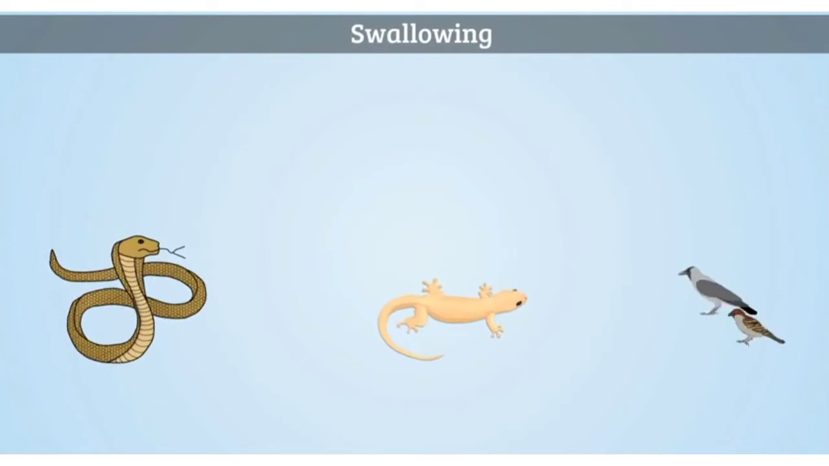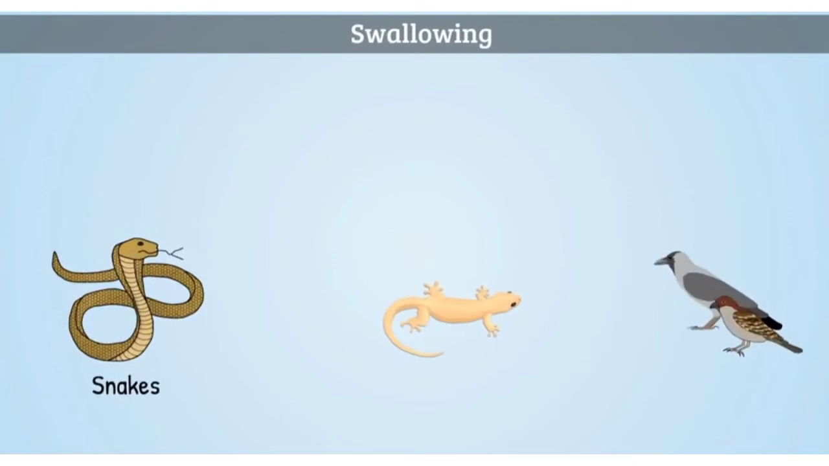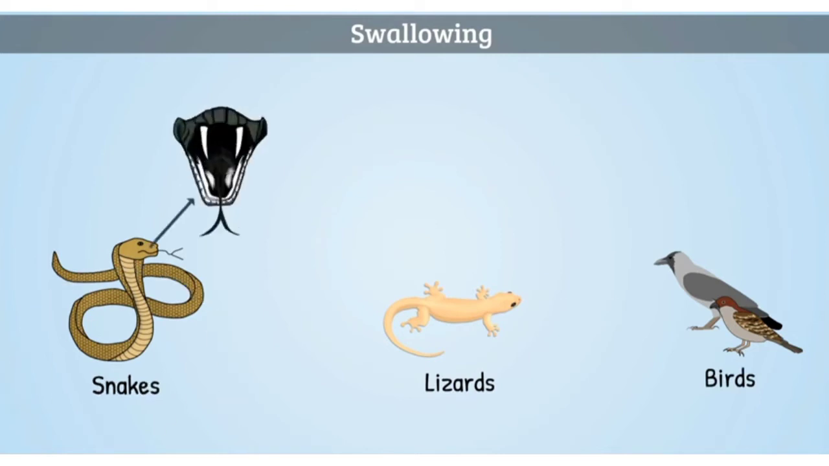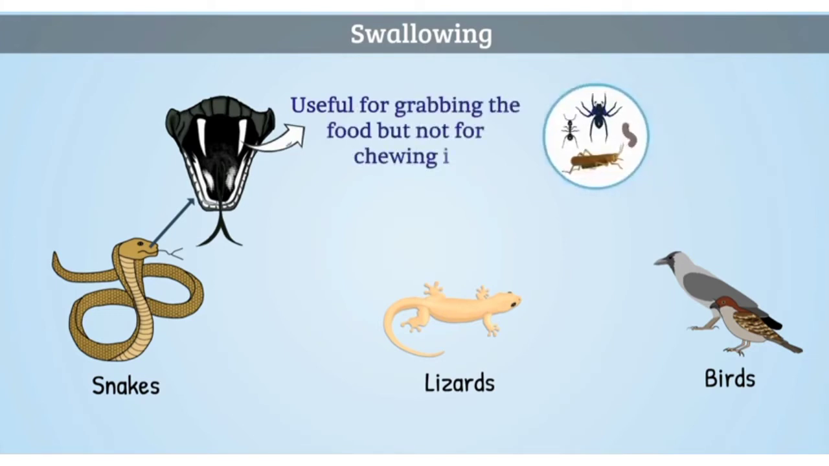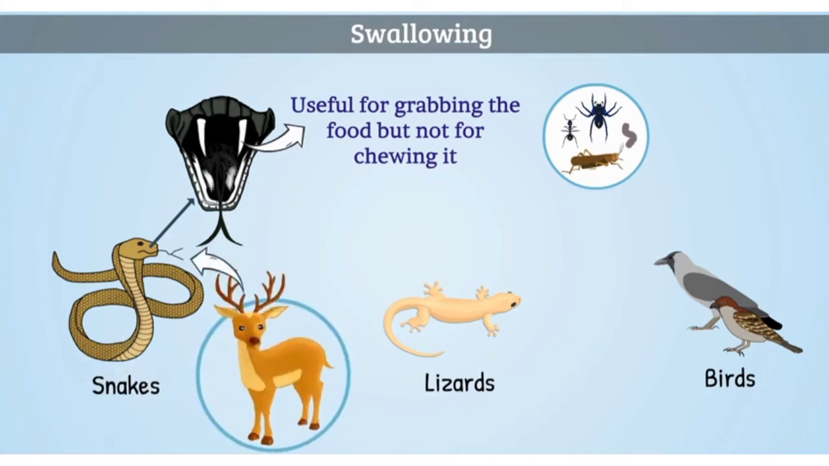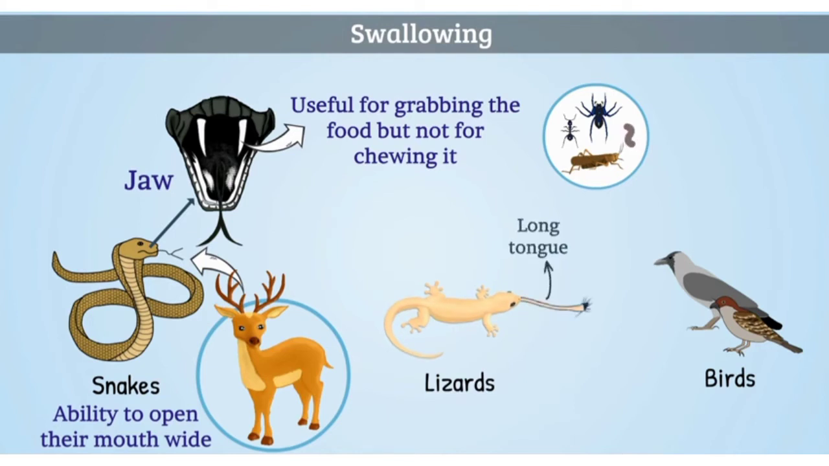Swallowing. Some animals such as snakes, lizards, birds swallow their food. Some animals have teeth, however, they are only useful for grabbing the food but not for chewing it. Snakes can swallow food which is even bigger than their mouth. They do so because they have the ability to open their mouth wide so as to grab food with separated jaws. Animals such as lizards use their long tongue to catch and swallow small insects.